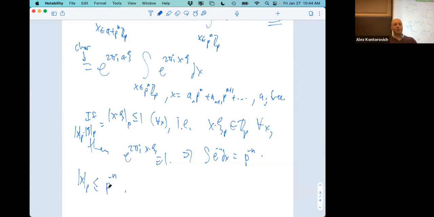In other words, the norm of x is bounded by p to the minus n, and the norm of x times c needs to be bounded by 1 for this behavior. That means the norm of c. So this happens if and only if, in fact, the norm of c is at most p to the n.